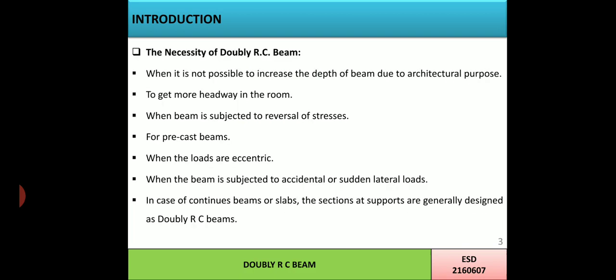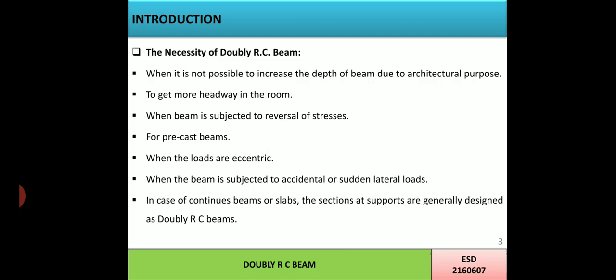The necessity of WRC beam means why we need to provide the WRC beam. Usually, WRC beam is provided in the following circumstances. First, when it is not possible to increase the depth of the beam due to architectural purposes. Second, to get more headway in the room, which we already discussed in the previous slide. Third, when the beam is subjected to a reversal of stresses, which usually occurs during earthquakes.